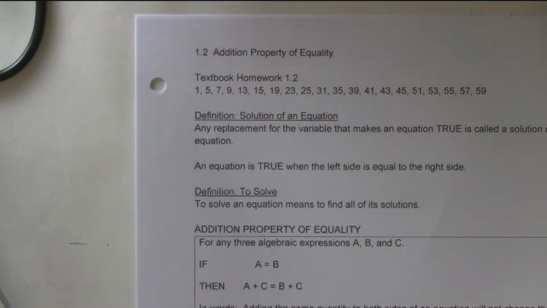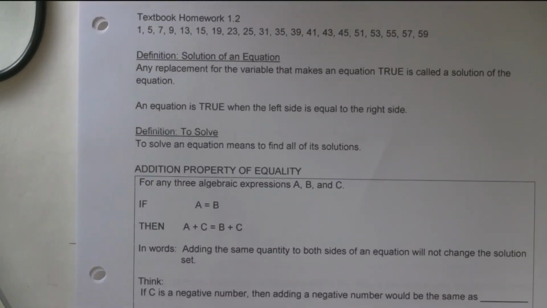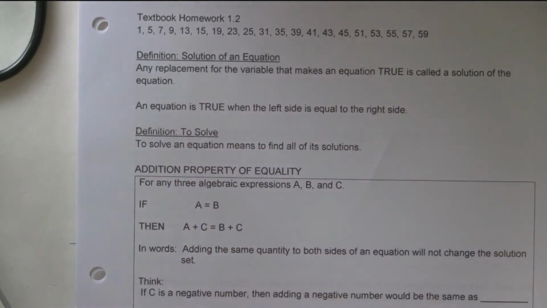Okay, 1.2 is on the addition property of equality. And so they first talk about what a solution is. By definition, a solution is any replacement, remember, they were having us practice plugging in for the variable, that makes the equation true is called a solution to the equation. And an equation is true when the left-hand side equals the right-hand side. To solve an equation means to find all of its solutions.